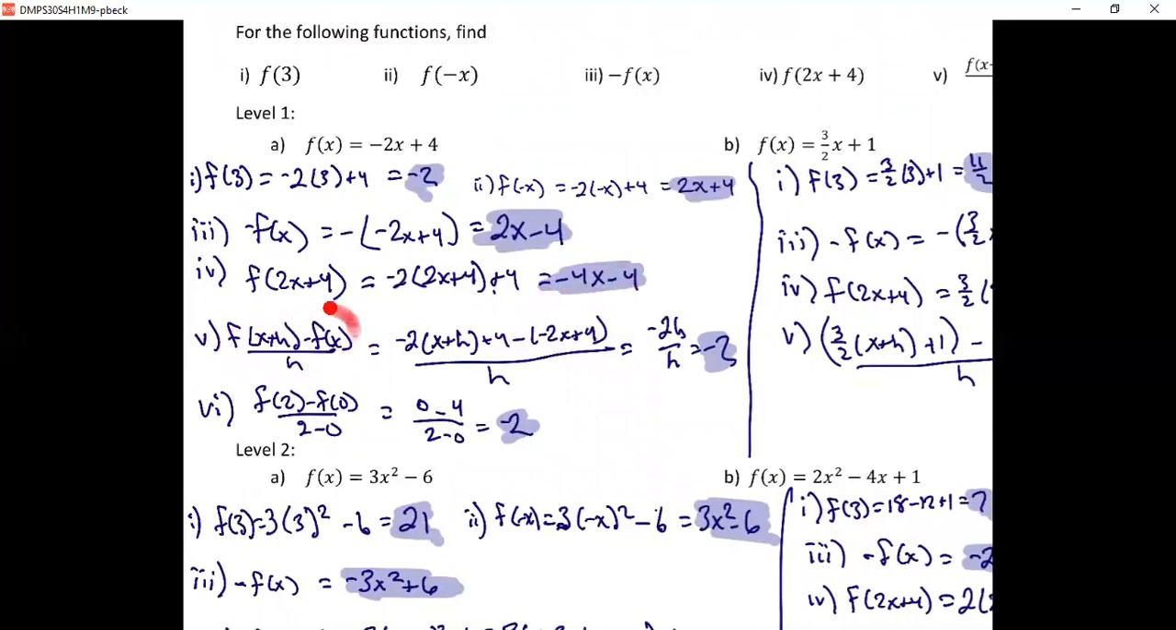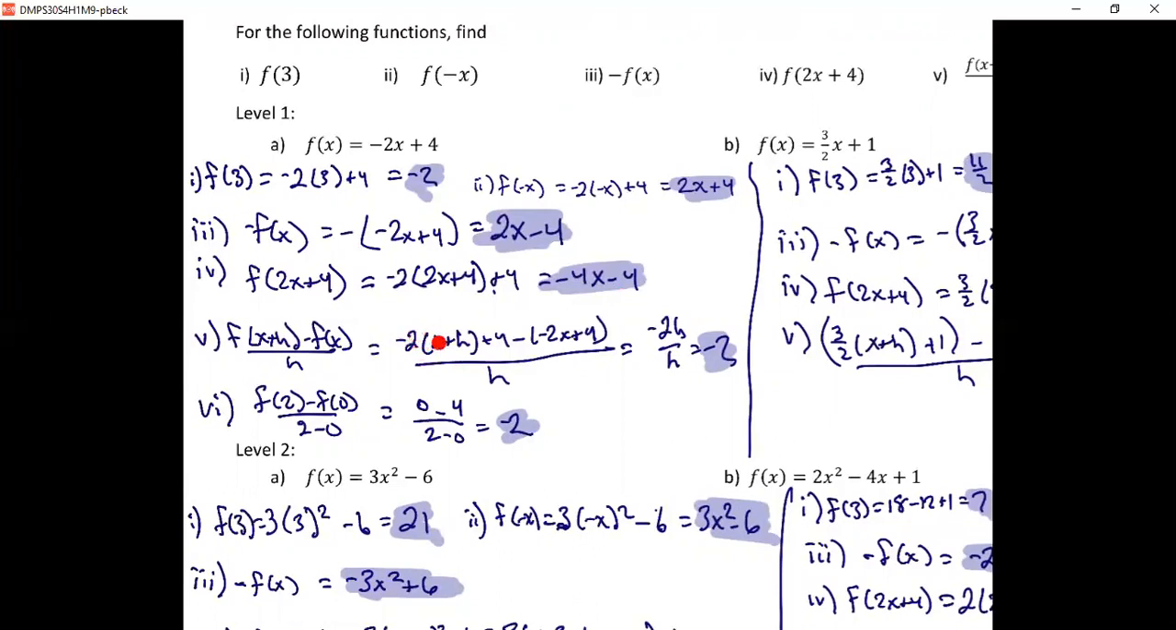Number 5 is something very important that you're going to see next year in calculus. This is called the difference quotient. I know I didn't mention that in class, but I am going to mention it, and we're going to talk a little bit more about it. This difference quotient represents slope. You are going to take this expression, plug in your x plus h, subtract the original function, and then simplify what results.